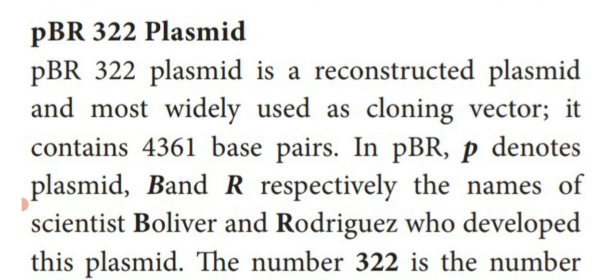What is pBR322? Each and every letter denotes certain things. Dear students, it is a reconstructed plasmid and the most commonly used cloning vector out of the different types of vectors. This pBR322 is most useful and is used in the genetic engineering method as a cloning vector.